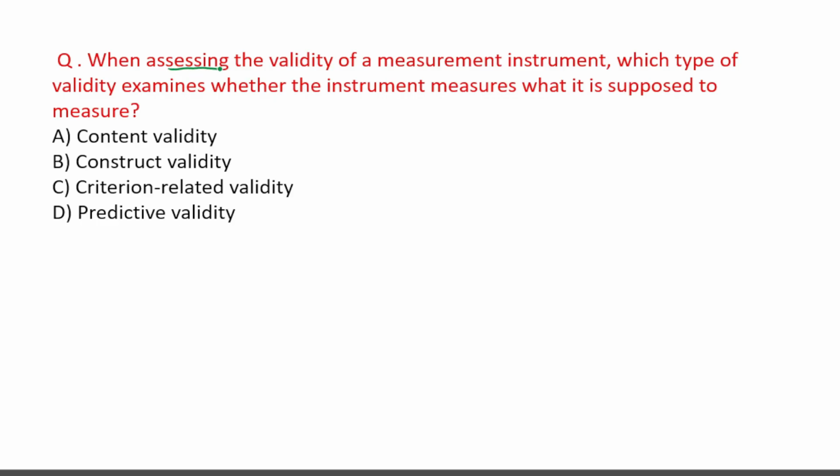Let us see the question again. When assessing the validity of a measurement instrument, which type of validity examines whether the instrument measures what it is actually supposed to measure? Is it content validity, construct validity, criterion related validity, or predictive validity? What is the answer for this question? The answer is option B, that is construct validity.